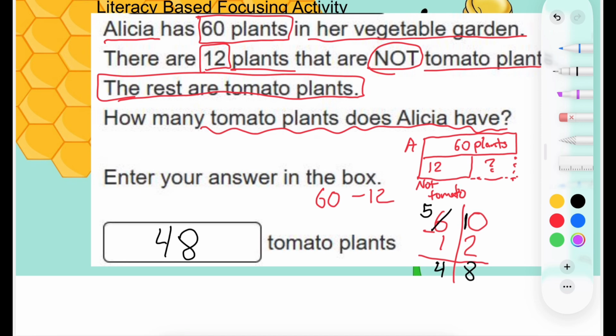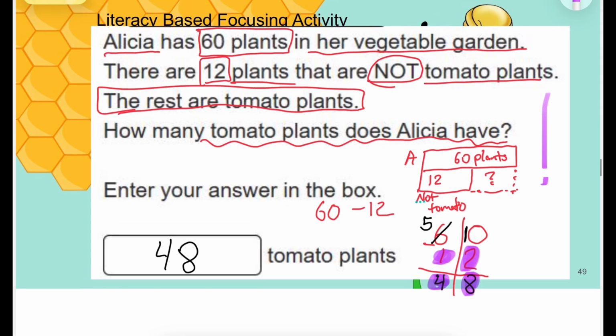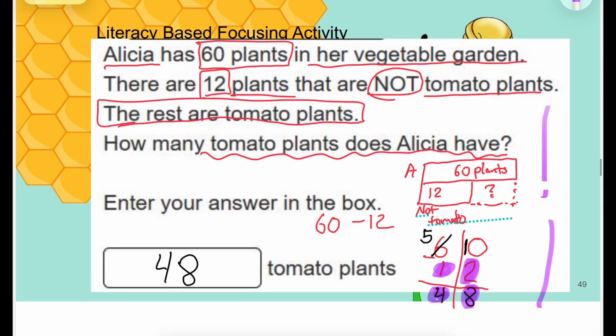Why does this make sense? This makes sense because if I add 2 plus 8 together, I get 10. And 1 ten plus 4 tens gives me 5 tens. That means my answer is correct because of what I know: numbers have a relationship with addition and subtraction.